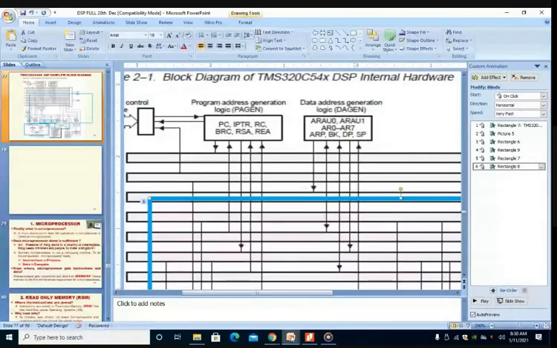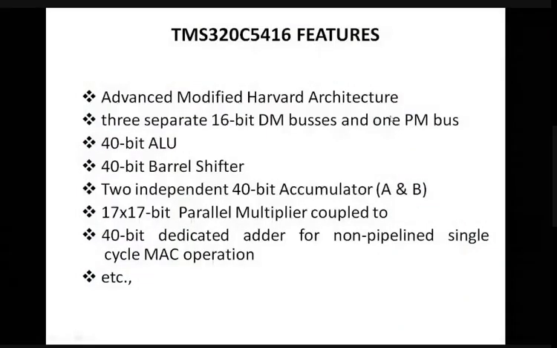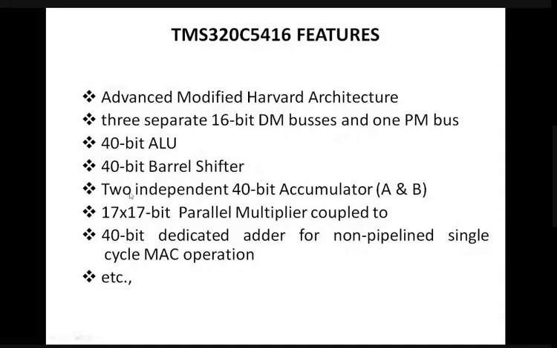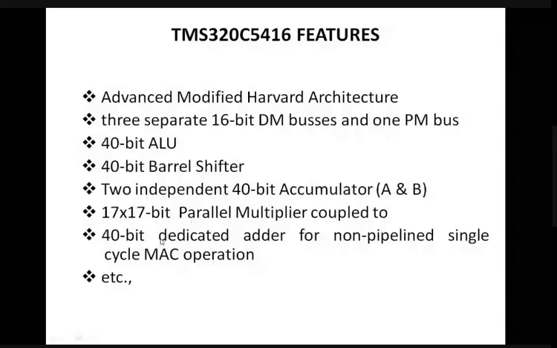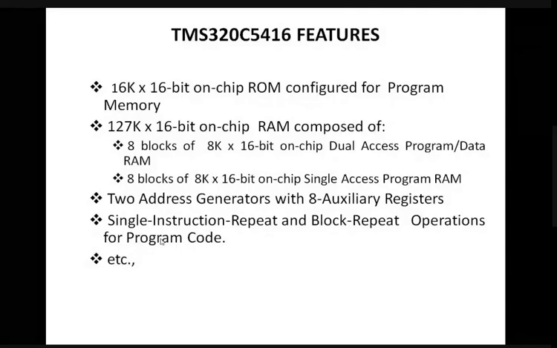Coming to the features, as discussed: advanced modified Harvard architecture, 3 separate 16-bit data memory buses and 1 program memory bus, 40-bit arithmetic logic unit, 40-bit barrel shifter, 2 independent 40-bit accumulators, and a 17x17-bit parallel multiplier coupled to a 40-bit dedicated adder for non-pipelined single cycle MAC operation, which is multiplication and accumulation, which is convolution. Then 16K 16-bit on-chip ROM configured for program memory, and 128K 16-bit on-chip RAM composed of 8 blocks of 8K x 16-bit on-chip dual access program memory.